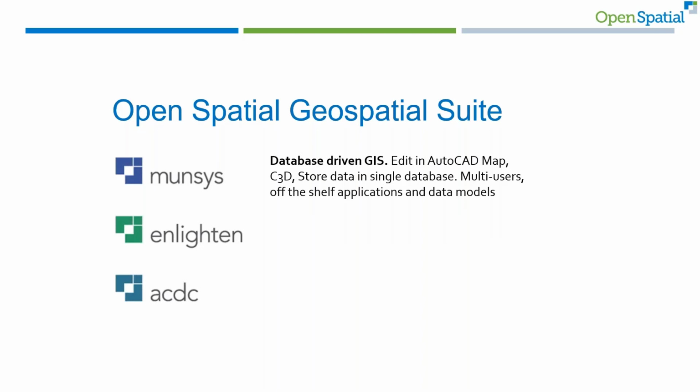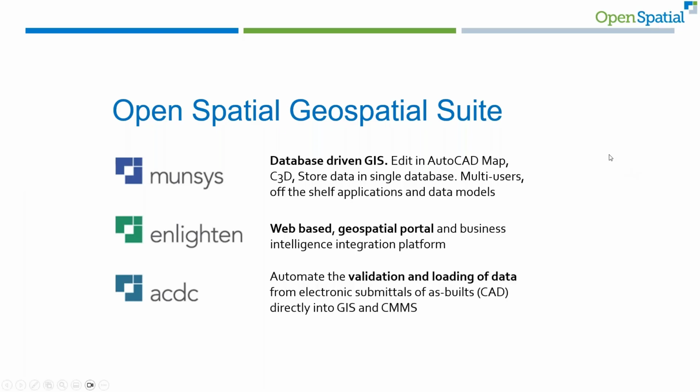So Mansus is a database-driven GIS, edited in AutoCAD Map or Civil 3D, and it's stored in a single database, handling multi-users, off-the-shelf applications and data models, based around OpenGIS or OGC compliant systems. Enlighten is then the web-based geospatial portal and business integration platform that can read the data from your spatial database as well as all the other attribute databases within your organization, such as asset management, financial, etc., exposing that information, plus a full integration interface.